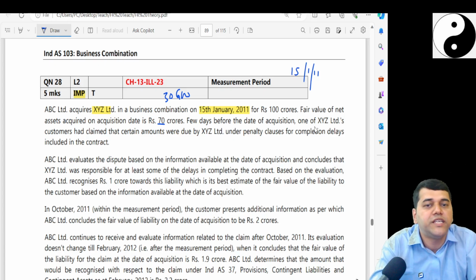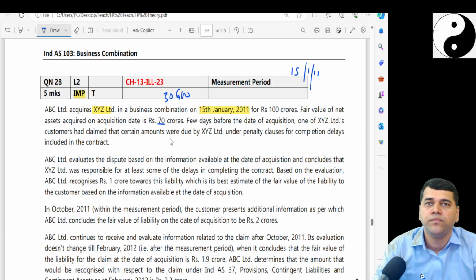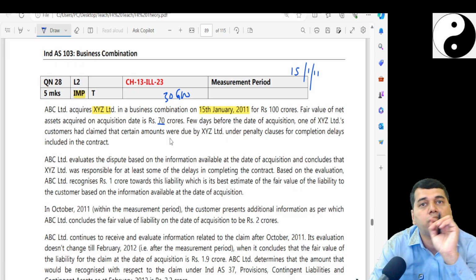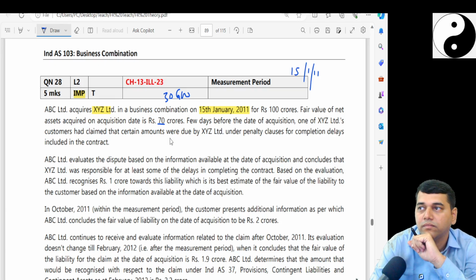A few days before the date of acquisition, one of X Limited's customers claimed certain amounts under a penalty clause for the delay in the contract. Just a few days before the acquisition happened, there was a claim from one customer. These people kept quiet. It's a contingent liability for me.